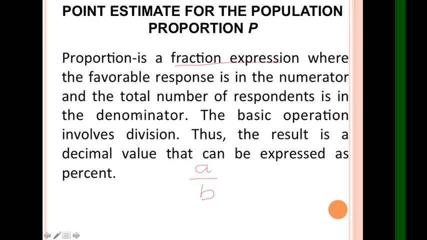wherein the favorable response is the numerator and the total number of respondents is in the denominator. So this is the favorable response and this is the total number of respondents. The basic operation is obviously a division because when we are talking about fraction, it is a division. Thus the result is a decimal value that can be expressed into percent.